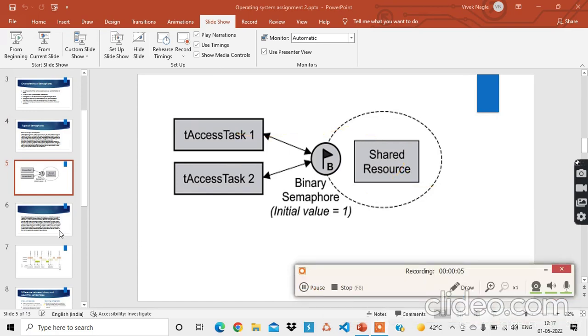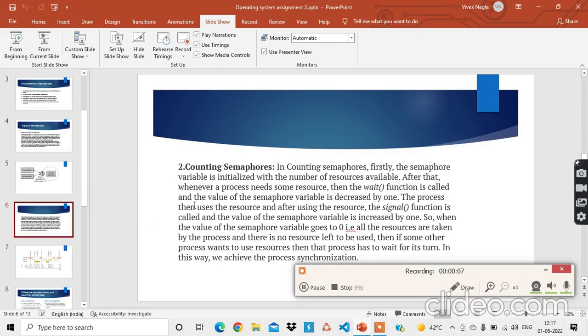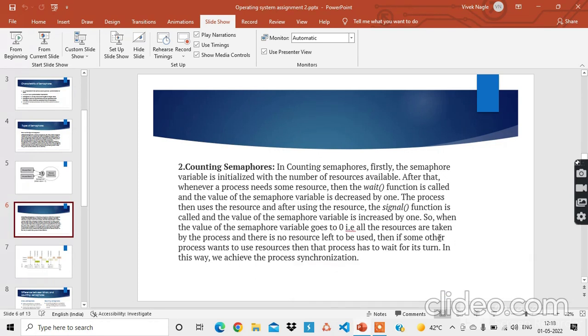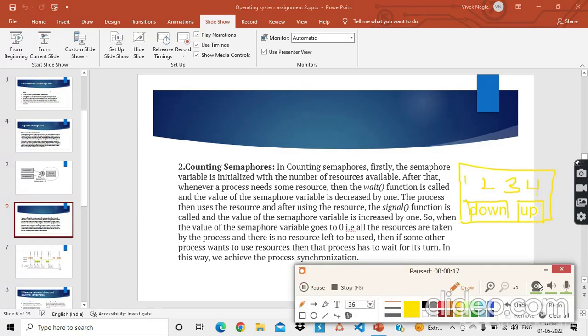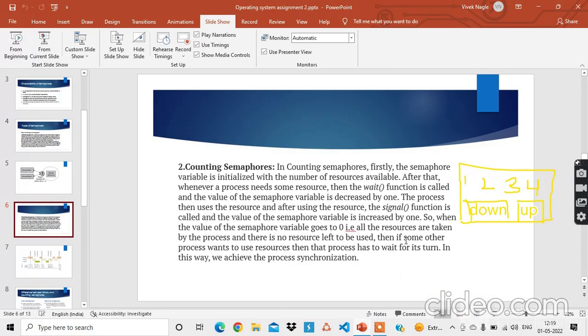So next is the counting semaphore. What are counting semaphores? Counting semaphores have two operations, down and up. For example, in the diagram we can see that there are four resources in the critical section, and processes want to access those resources.